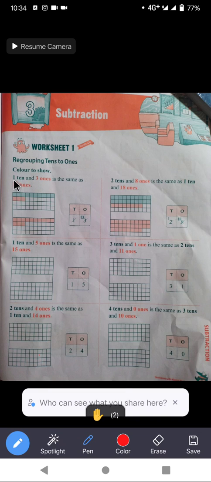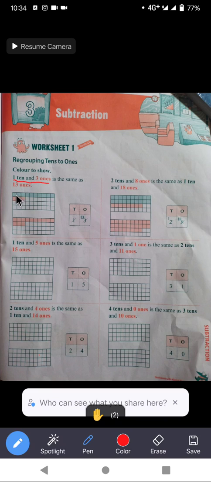1 ten and 3 ones. So we can arrange these numbers like this: 1 in the tens place and 3 in the ones place. So 1 ten and 3 ones. Now we have to show regrouping by filling the color in these boxes. So 1 ten and 3 ones we have.